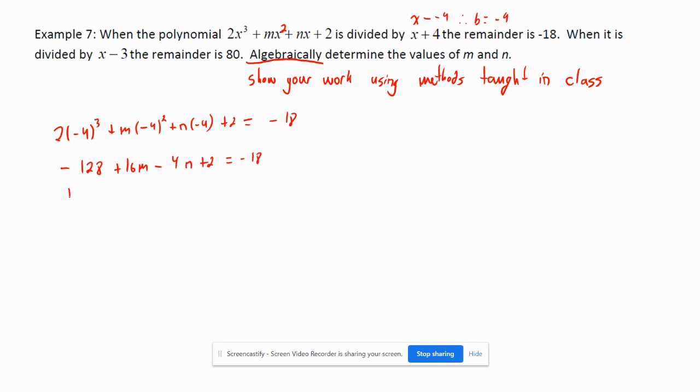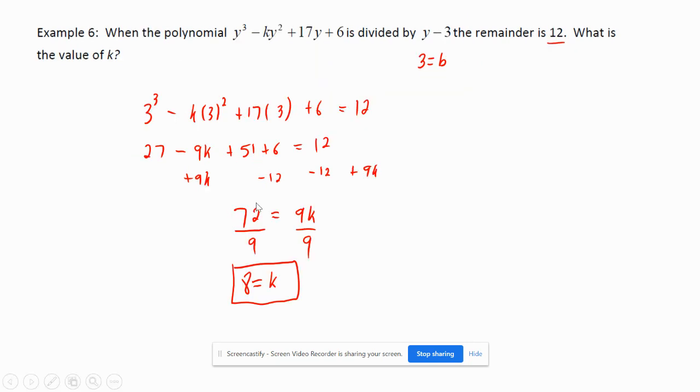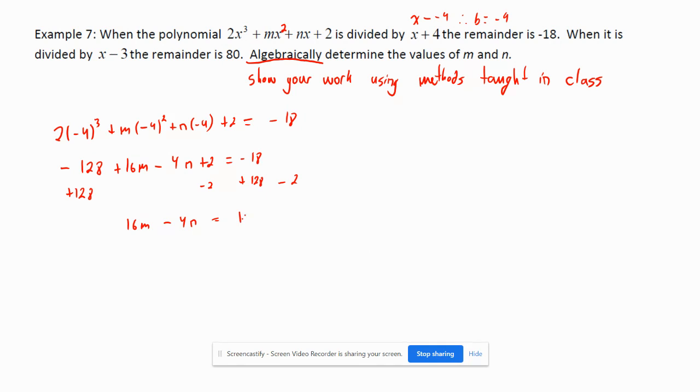Okay, so I'm going to add 128 to both sides, and I'm going to subtract 2 from both sides. So we're left with 16m minus 4n equals 108. Negative 18 plus 128 minus 2 gives us 108 here. And one thing we can do as well, we're allowed to divide both sides of this equation by 4. Okay, so this is going to be like 4m minus n equals 27. Okay, I'm going to call this equation 1.